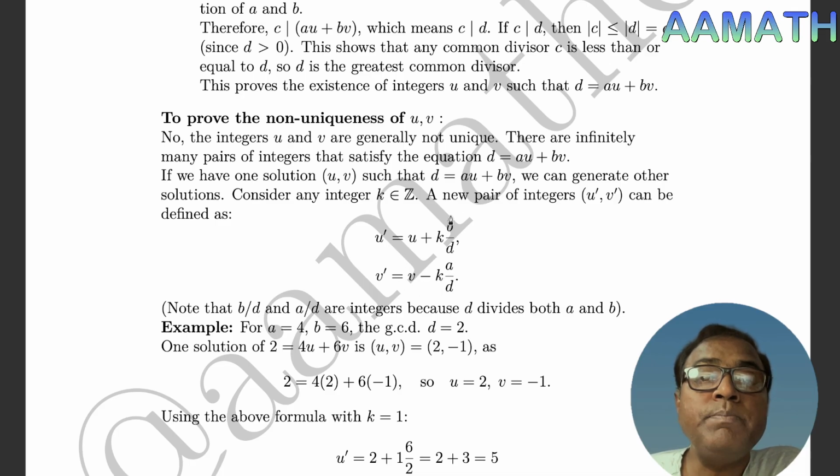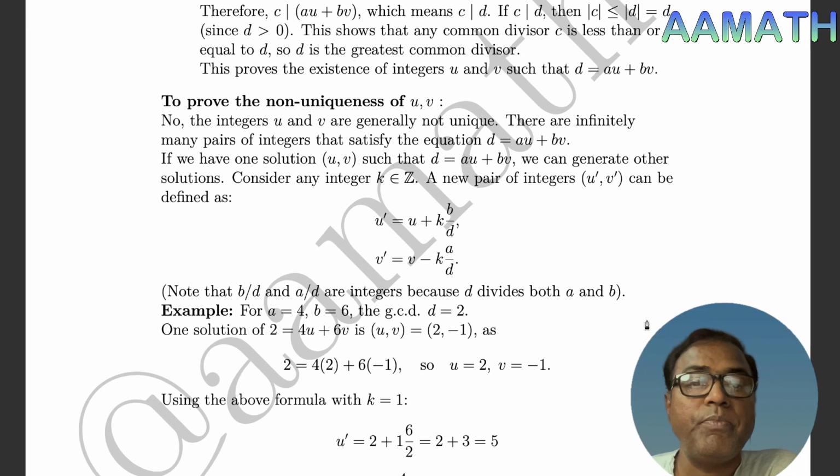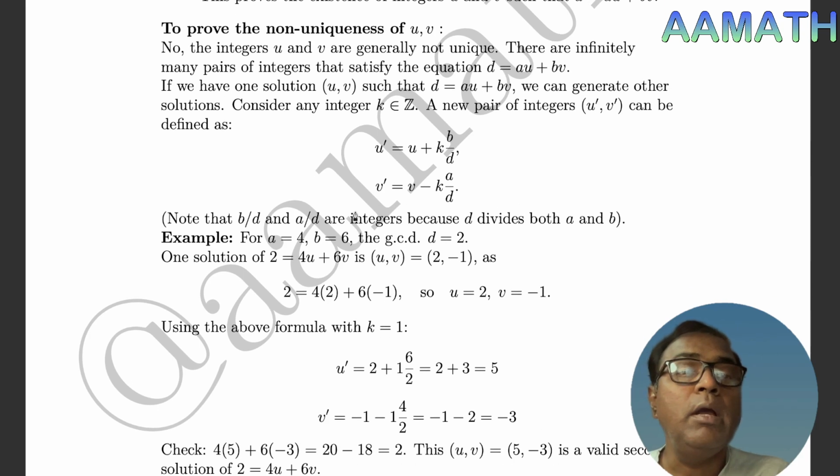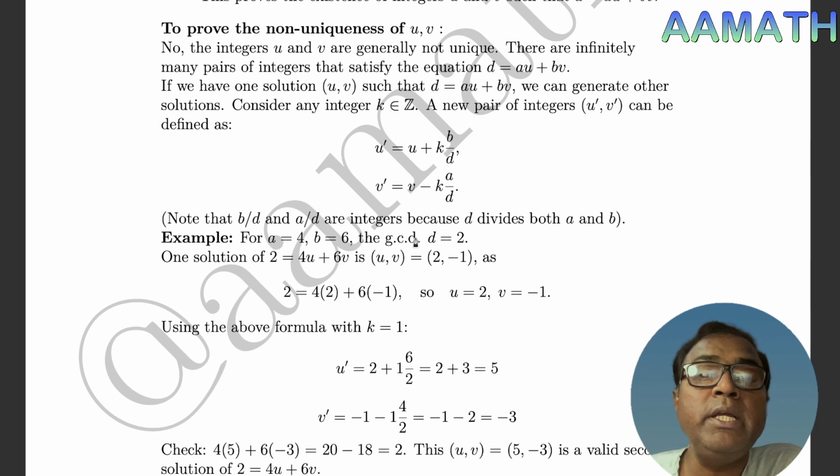Note that B by D and A by D are also integers because D divides both A and B. For example, A equal to 4, B equal to 6, and GCD D equal to 2. GCD of 4 and 6 is 2. So 2 equals 4U plus 6V, and a solution for this U, V is 2, minus 1, because 2 equals 4 into 2 plus 6 into minus 1.